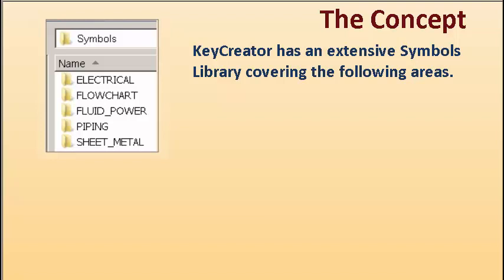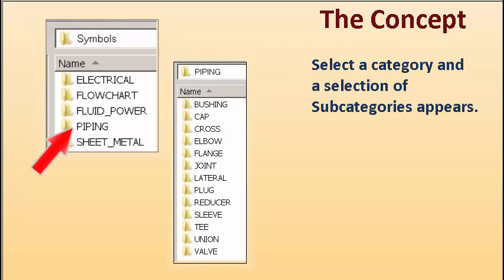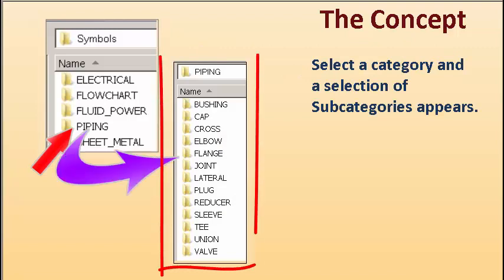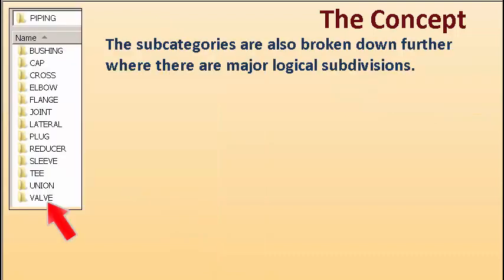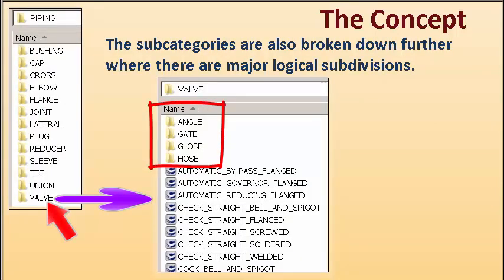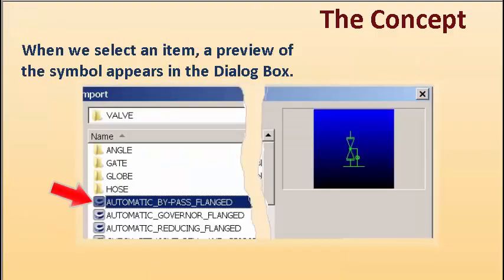KeyCreator has an extensive symbols library covering the following areas: electrical, flowchart, fluid power, piping, and sheet metal. Select a category and a selection of subcategories appears. The subcategories are also broken down further where there are major logical subdivisions.